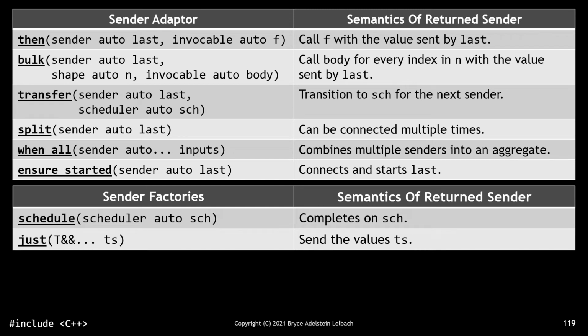Just is another sender factory. It takes a set of values and produces a sender that will send those values immediately when connected.